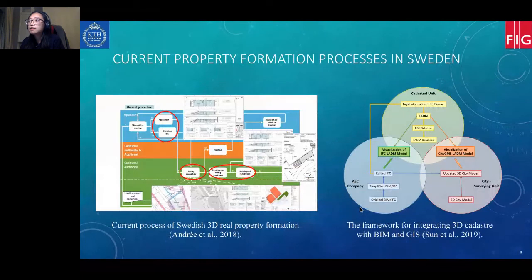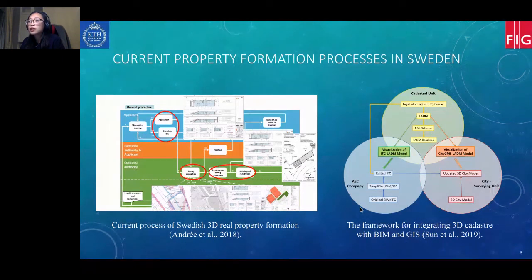So in Sweden, the cadastral authorities use 3D CAD drawings containing the 3D real property boundaries in the cadastral property formation process. But these drawings are not formally archived in the National Real Property Register. And the organizations and different stakeholders involved in the 3D property formation process make it an unclear and ambiguous process.